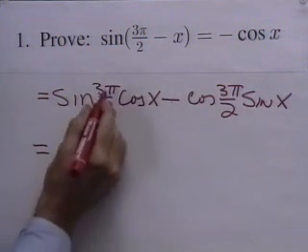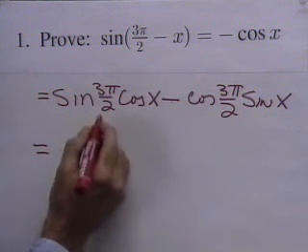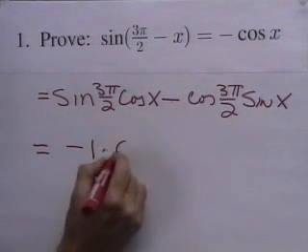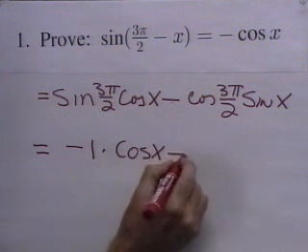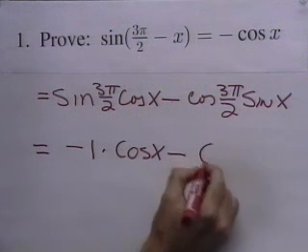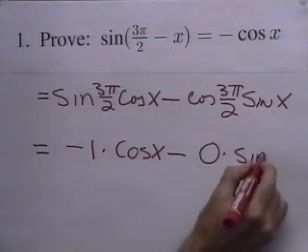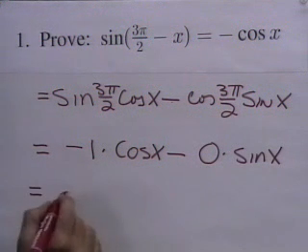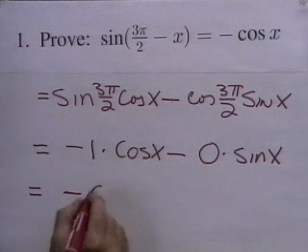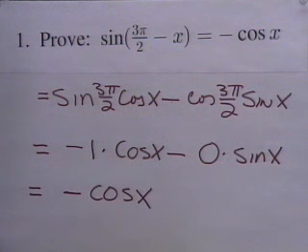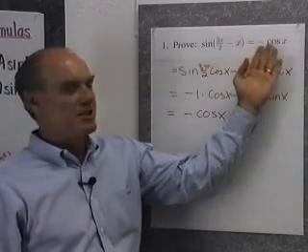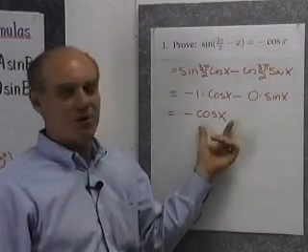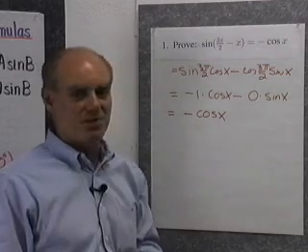Now, the sine of 3 pi over 2 is equal to negative 1, times cosine x, minus cosine of 3 pi over 2, which is 0. I've got those exact values memorized. 0 times sine x is going to be 0, so I get minus 1 times cosine x, which is minus cosine x. So minus 0, which is still minus cosine x. So I've succeeded in turning the left side of this into the right side using this sum formula. It simplifies down to minus cosine x.